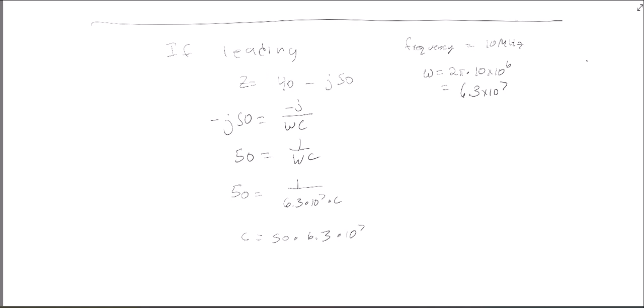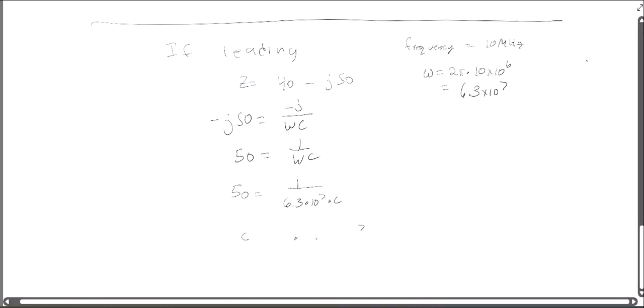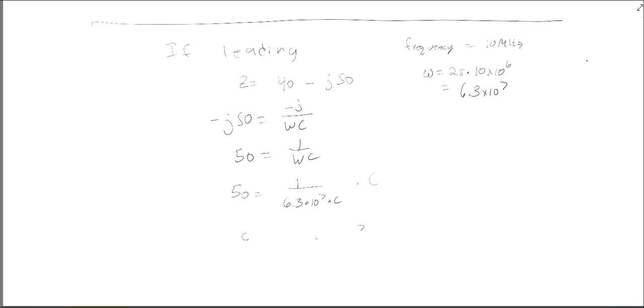Wow, I can't believe I just made my Algebra 1 mistake. Yeah, so multiply both sides by C. Divide both sides by 50. See, I knew I should have been getting a very small number and not a very big number. 6.3 times 10 to the 7th times 1 over 50. And it would be whatever that is.